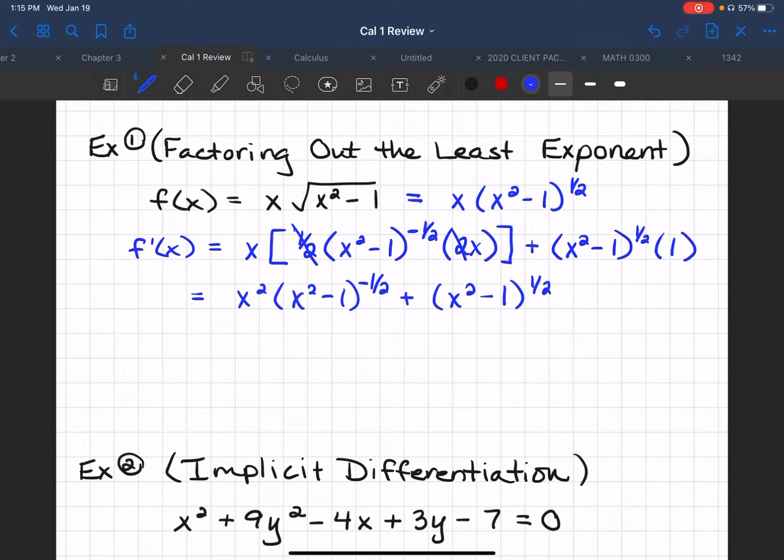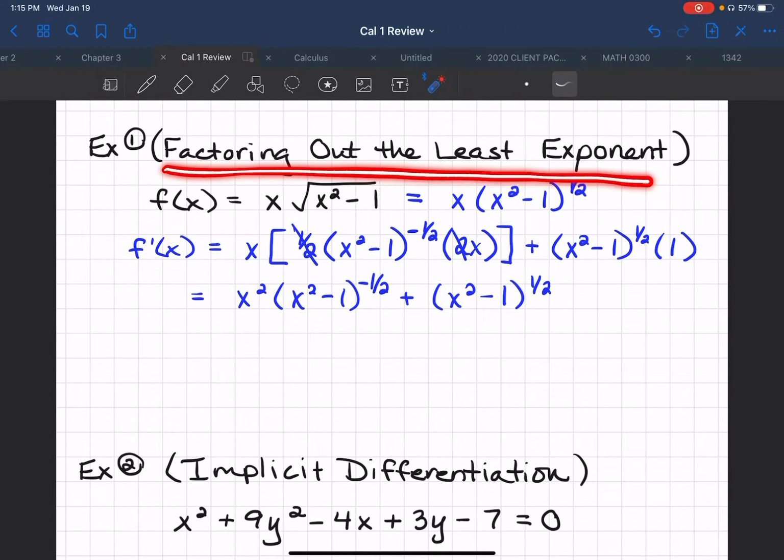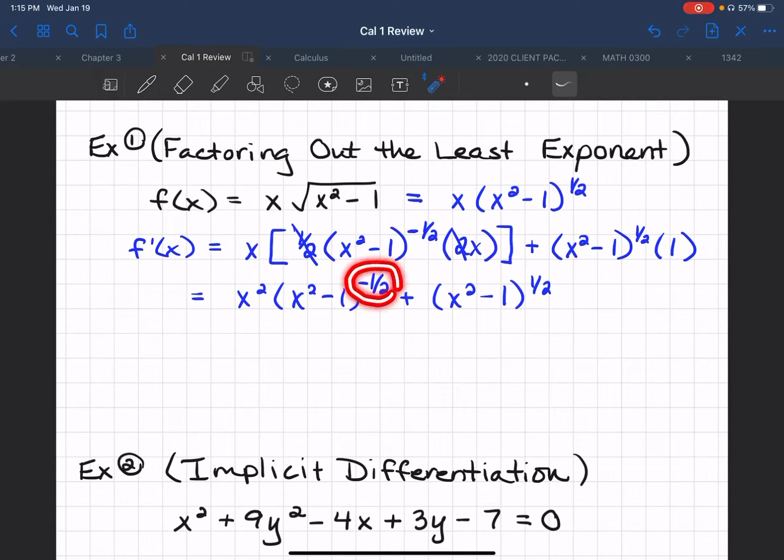Now notice here I've got a negative exponent. You never want to leave those in your answer, but I've also got the same binomial raised to 2 different powers. So when you notice that, that's when you're going to factor out the least exponent. So my smallest exponent is the negative 1/2, so that is what I'm going to pull out or divide out.